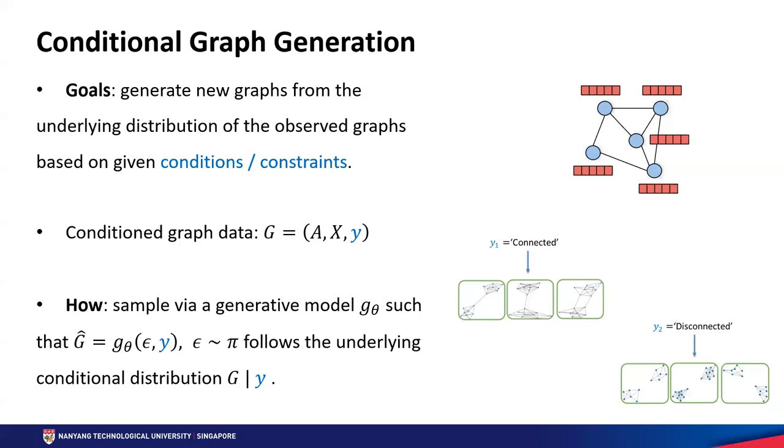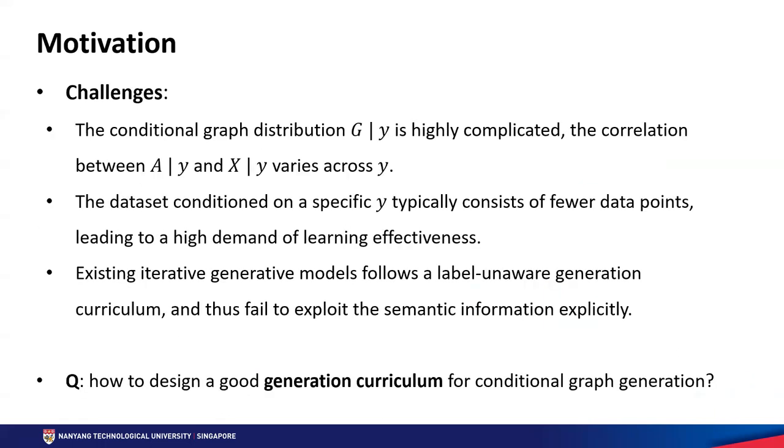In this paper, we focus on the conditional graph generation problem. Our goal is to generate new graphs from the underlying distribution of the observed graphs based on given conditions or constraints. In practice, we aim to learn a generative model denoted by G theta such that we can generate high quality conditioned samples from the underlying conditional distribution G given Y by sampling from a known noise seed prior.